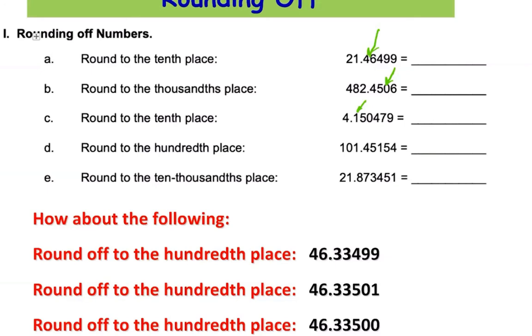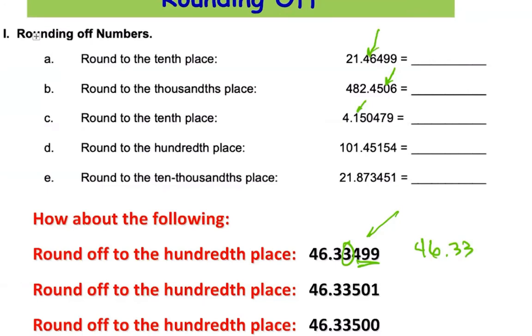So let's take this example right here. We're going to round off to the 100th. So that would be the 3. And you can see that digit right there is 499. So that's below the halfway. This answer would be 46.33. That would be rounding that number, 46.33499, to the 100th of a place.